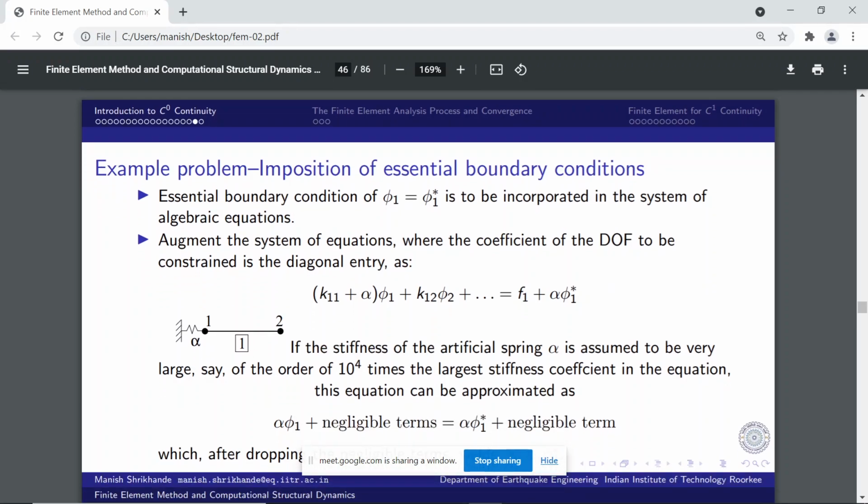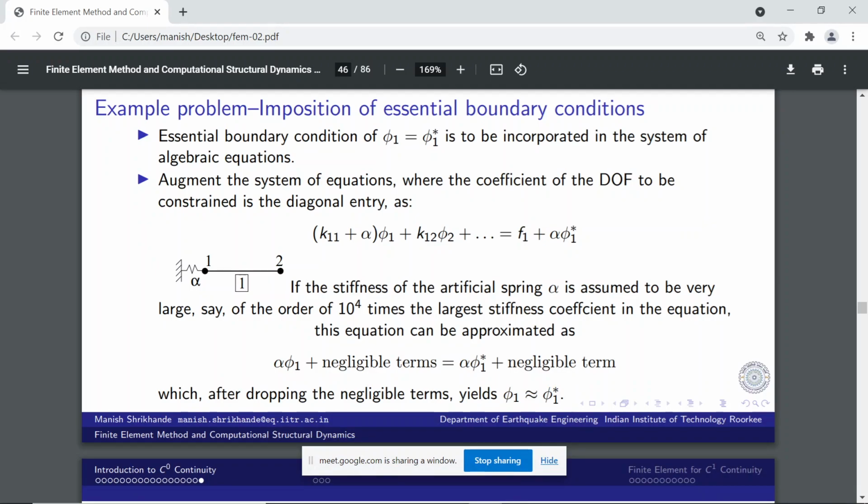Now imagine alpha is a very large quantity compared to all of them. So this can be represented as alpha times phi 1 plus some negligible terms, and f1 is also going to be negligible in comparison with alpha times phi 1 star. So alpha times phi 1 plus negligible terms is equal to alpha times phi 1 star plus negligible terms. And when you solve for these, you can drop these negligible terms. You will get phi 1 is equal to phi 1 star. And that's how the essential boundary condition on the primary variables is imposed.